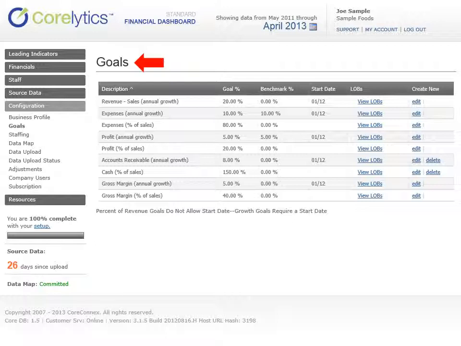As we work our way through our monthly process, it's very possible that we're going to conclude that there are some goals that need to be changed. And on the goal screen, we can change any of the goals here. And in fact, there is a long list of goals that we can set for every account in the entire accounting system.